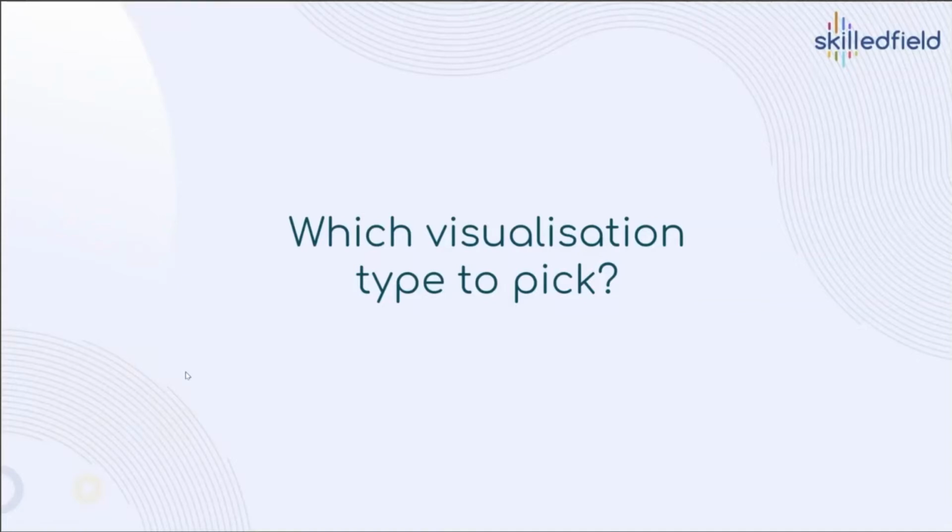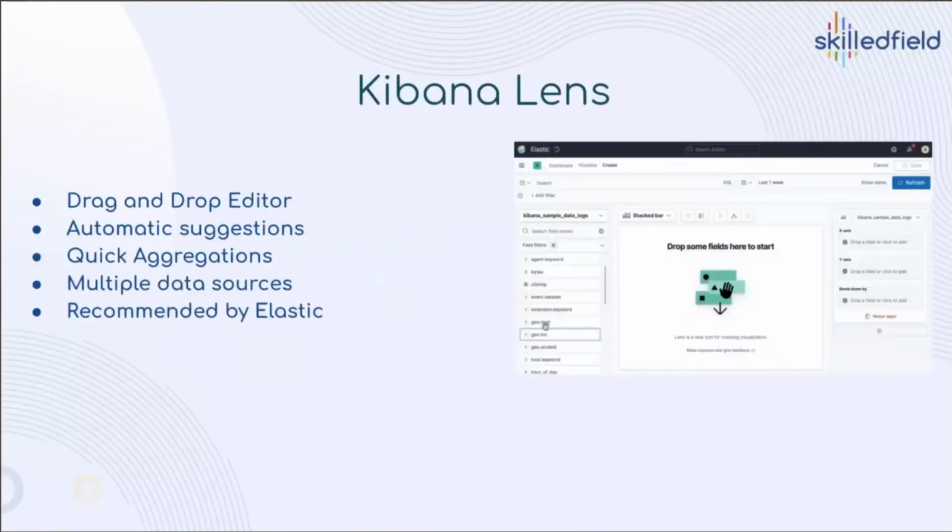a good choice, not to overdo the process or spend too much time if you don't know much about your data, would be to start with Kibana Lens. And this is something which is recommended by Elastic for most users. So what is Kibana Lens? It is a simple drag and drop editor. You can just choose the fields which you have within the index or the data within Elastic, drag those fields and drop them towards the center, and it will show you the visualization.